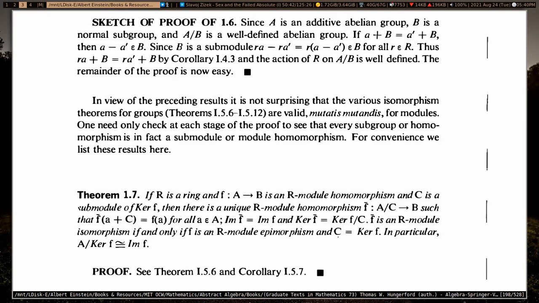So this is paralleling what he did back in chapter one. The big bulk of this is a general fact. And then notice the last few words. In particular, A mod the kernel is isomorphic to the image. That's the first isomorphism theorem. So he's proving something a little bit bigger than the first isomorphism theorem, and then drawing the first isomorphism theorem as a corollary. And he's not going to prove it. He just says go back and look at 1.5.6 and 1.5.7.